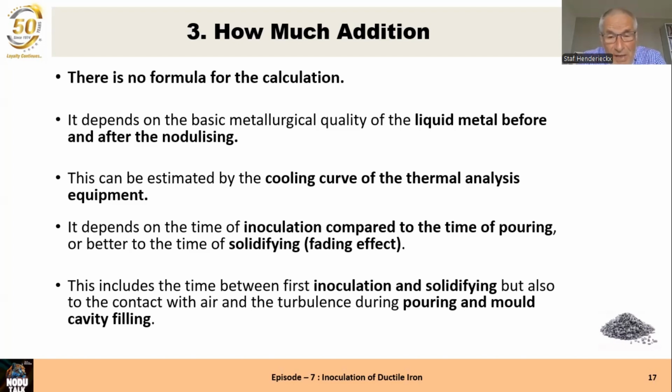It depends also on the time of inoculation compared to the time of pouring, or better to the time of solidifying. So you can take a formula to calculate your inoculant, but if you wait 5 minutes between the inoculation and the pouring, or you wait 2 minutes, the result will be totally different. Be aware that indeed it's the first inoculation and the last inoculation compared to the solidifying, because there is still a lot of contact with the air and turbulence during the pouring and mold cavity filling. And this will affect the whole metallurgical situation of your metal. We come later on that.